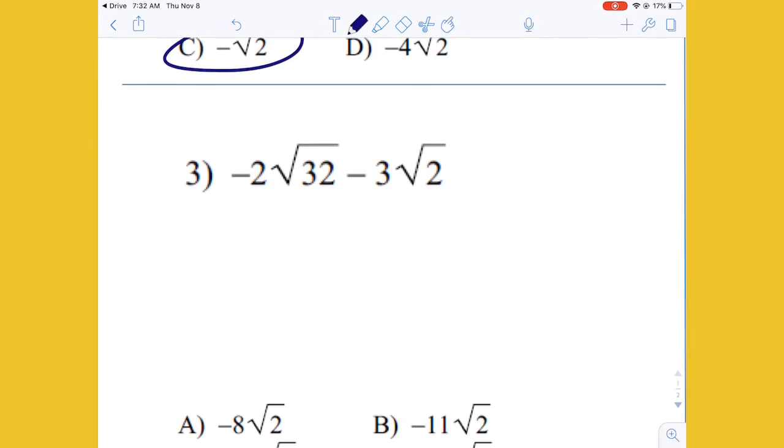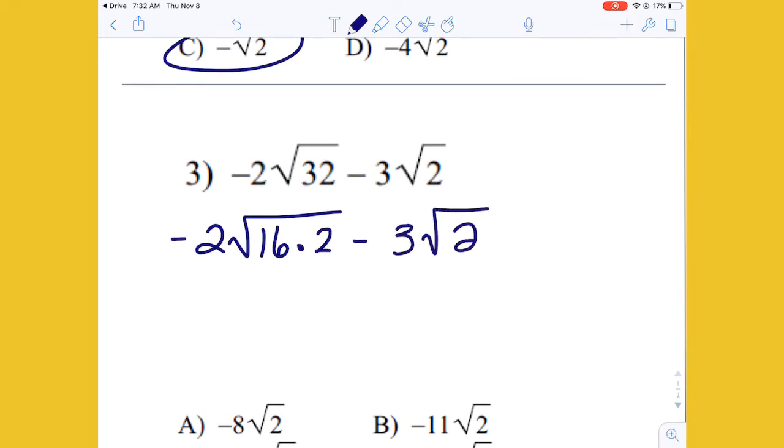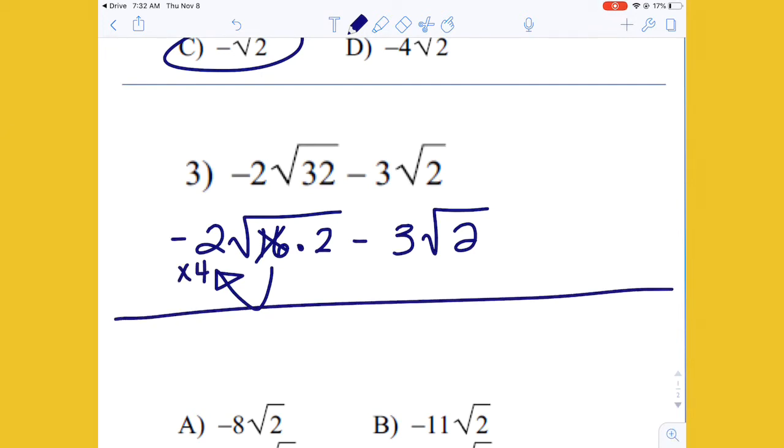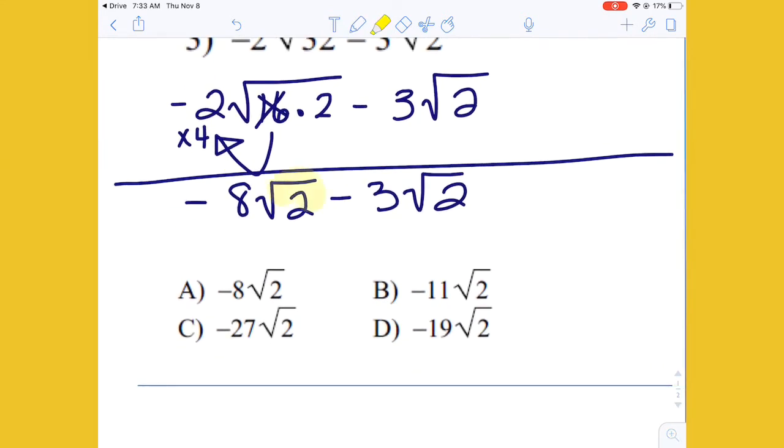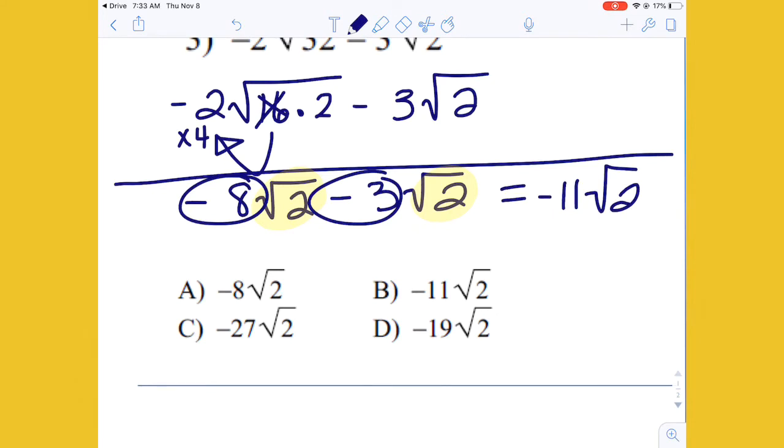Look at 3. We can break up 32 into 16 and 2. Take the square root of 16. Don't forget, when you take the square root of 16, it is going away from underneath the radical. Square root of 16 is 4. Negative 2 times 4 is negative 8 times the square root of 2 minus 3 times the square root of 2. And when we combine like terms, since we have square root of 2's that can go with square root of 2's, we will get negative 11 times the square root of 2. Our answer is B.